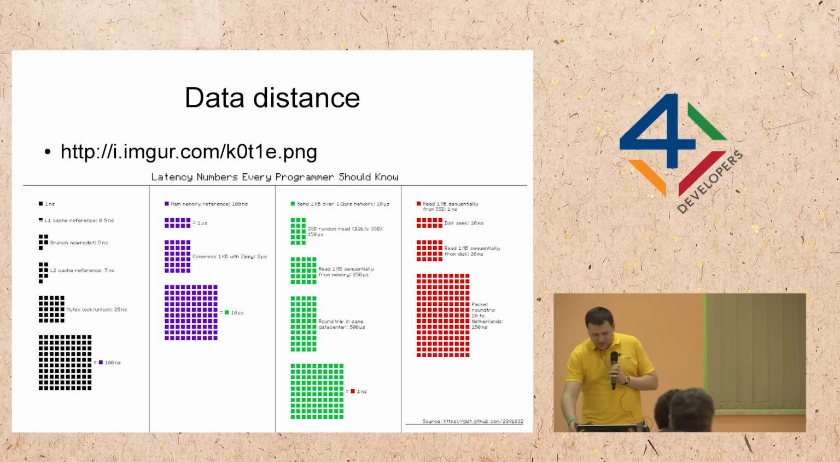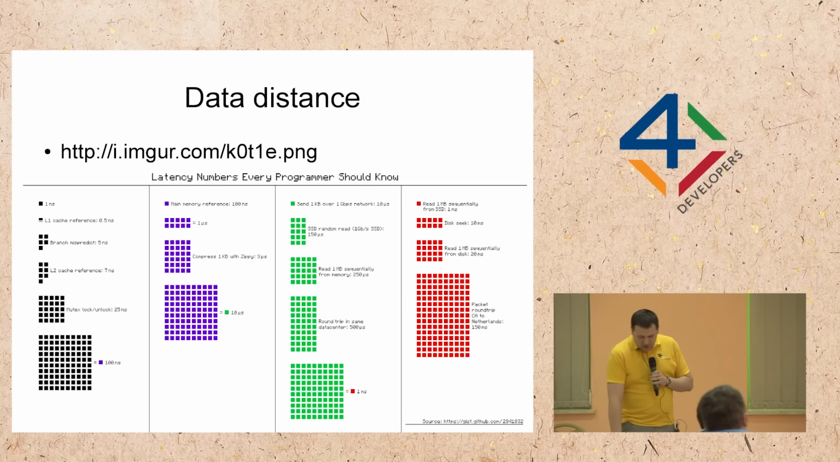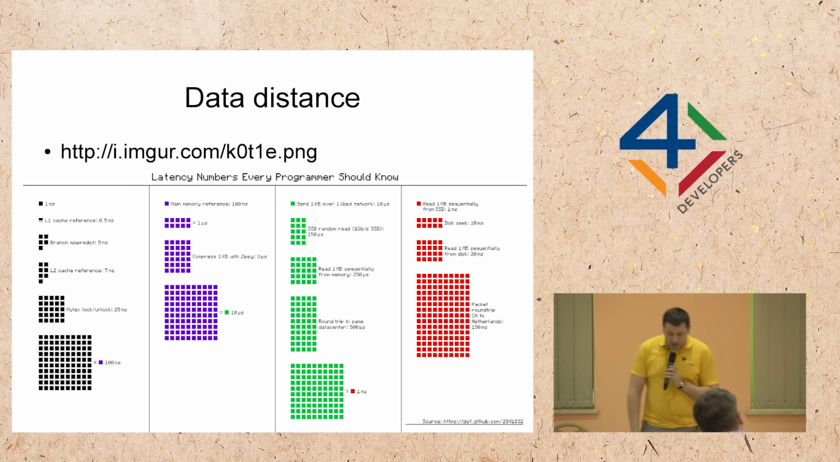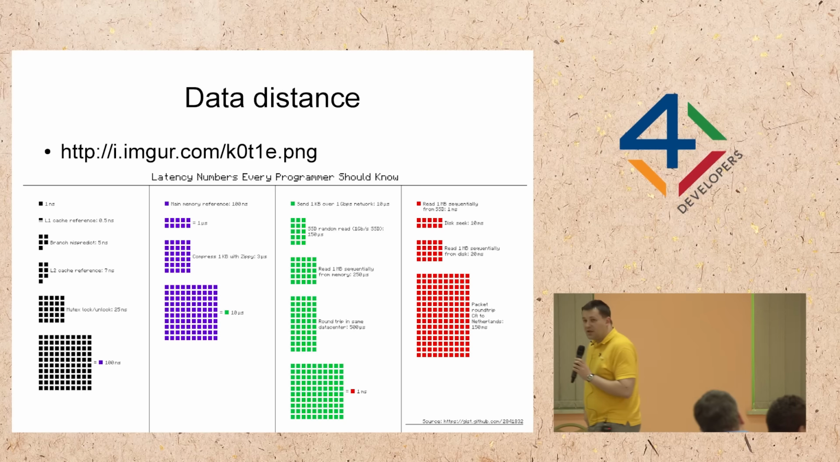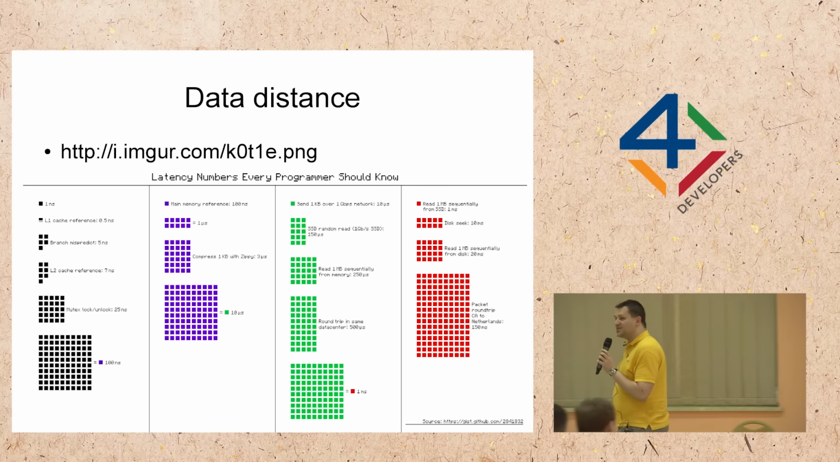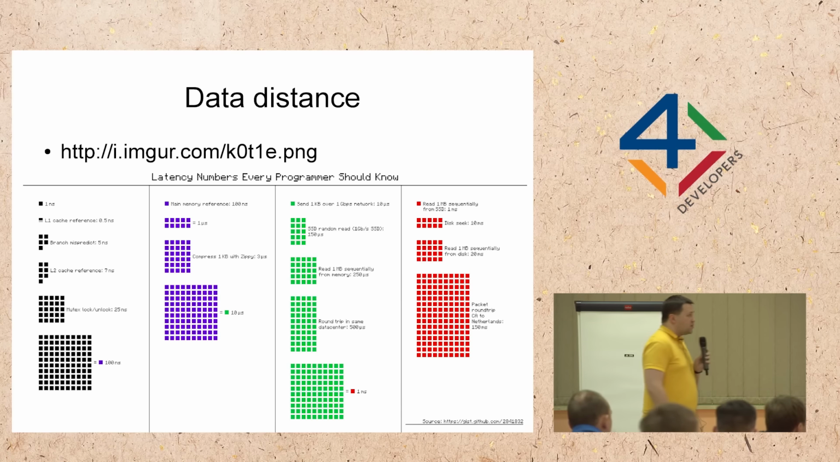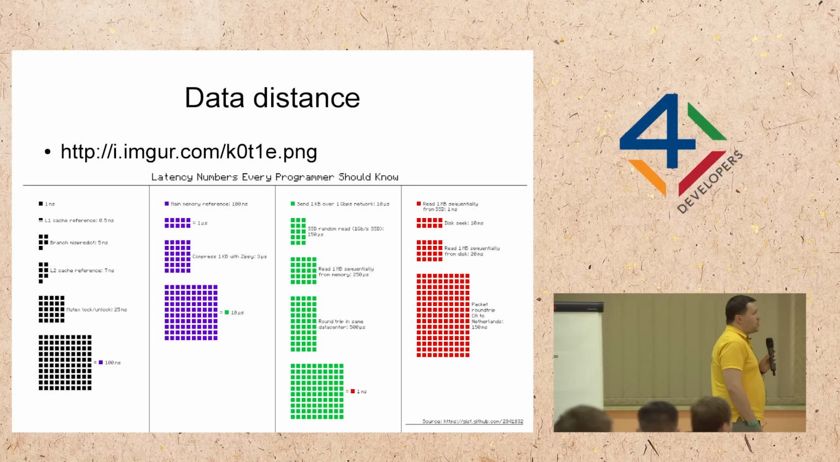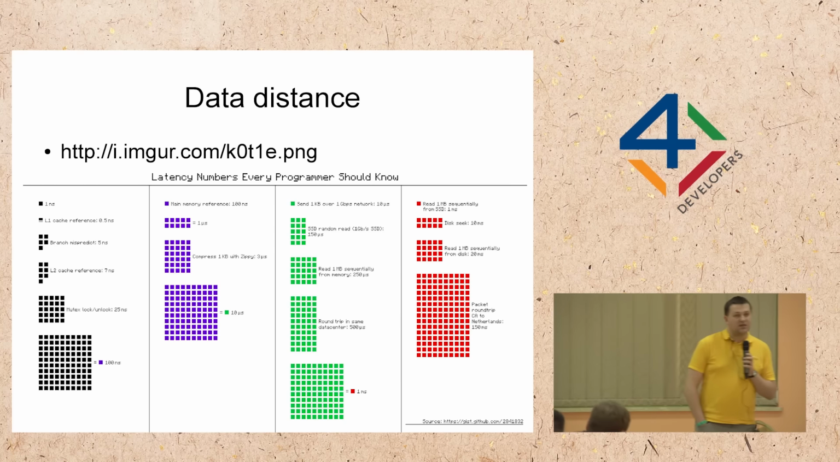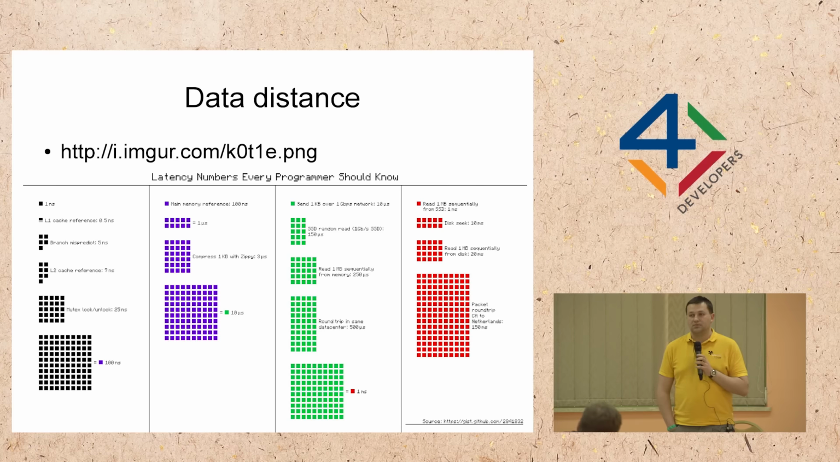For comparison, if I'm to retrieve something from main memory, how would you say it first? Who already spotted this? Sorry? 100. Yes. It's first row, second column. The violet. So if we take a look, we can see that we're wasting cycles.